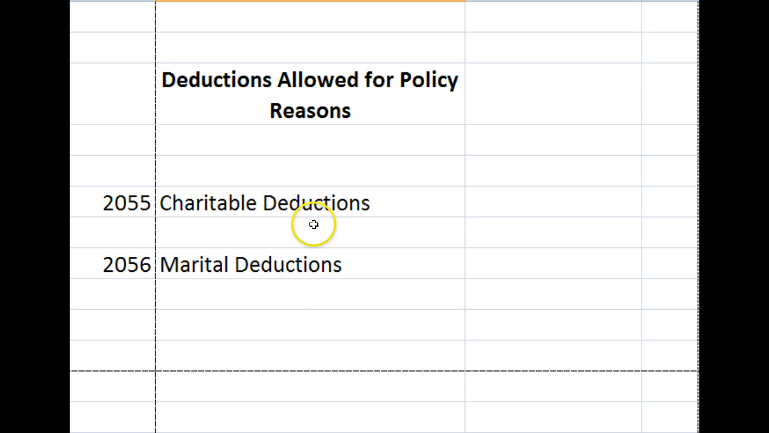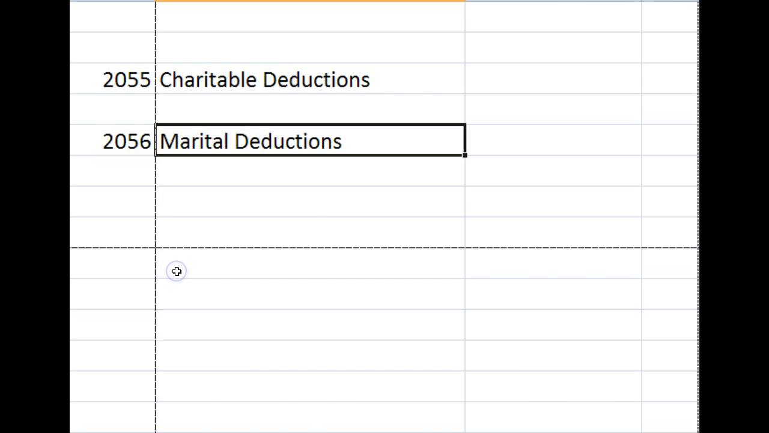The charitable deduction is allowed to encourage charitable giving by the private sector, and the marital deduction is allowed because it represents the congressional philosophy that the marital unit should be viewed as one single economic unit. So whatever goes on between spouses should not represent a taxable event. The way these policy deductions can be viewed is going to be through this next illustration.